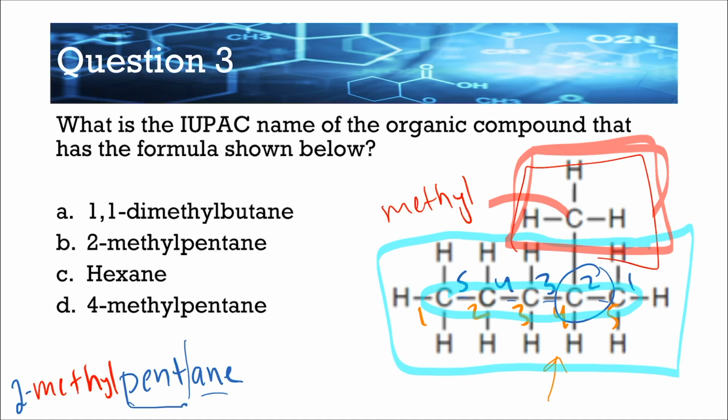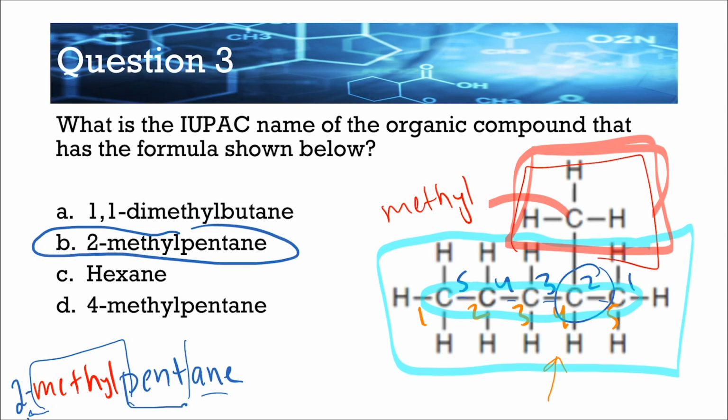ANE means you have single bonds between those carbons. Methyl is the group that's hanging off somewhere. And then that 2 tells you that methyl group is hanging off of carbon number 2. So our answer is B.